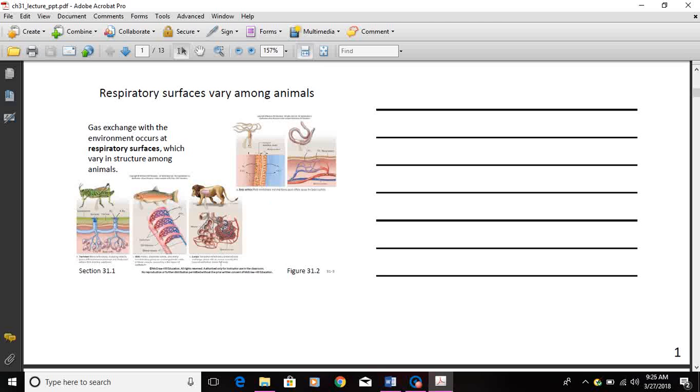Things like Hydra, this little cnidarian right here, they actually exchange gaseous material directly with the water column. They don't have a capillary bed. Their tissues just exchange directly with the water column. And then these little annelid worms do kind of the same thing. They just exchange with the environment and the soil.